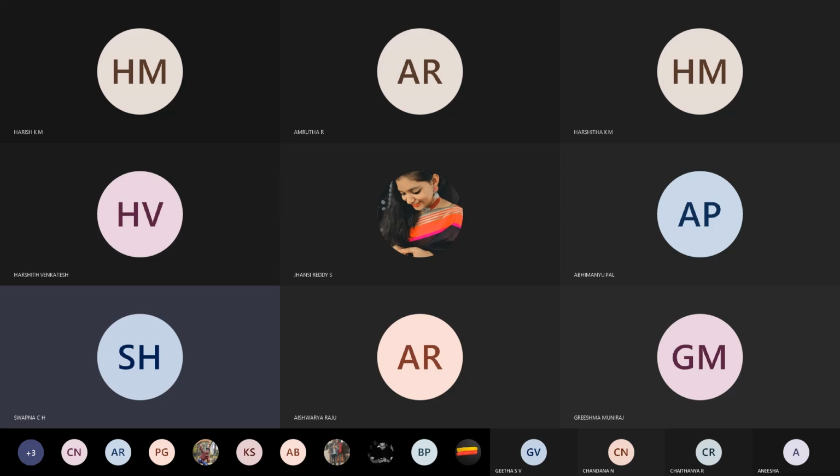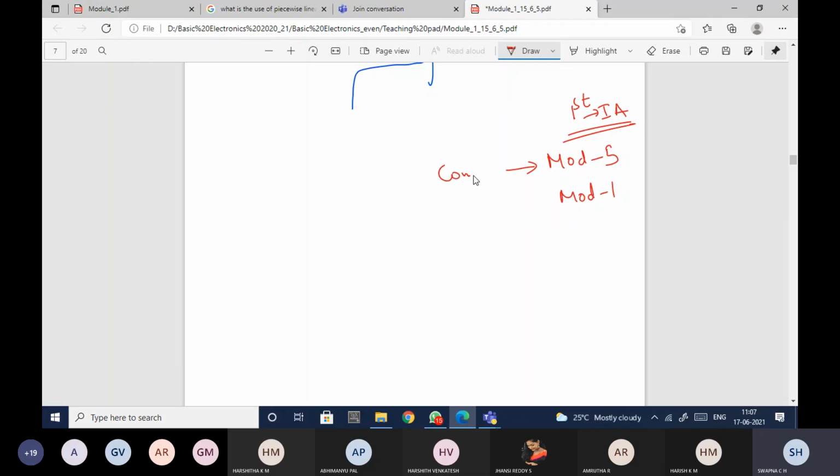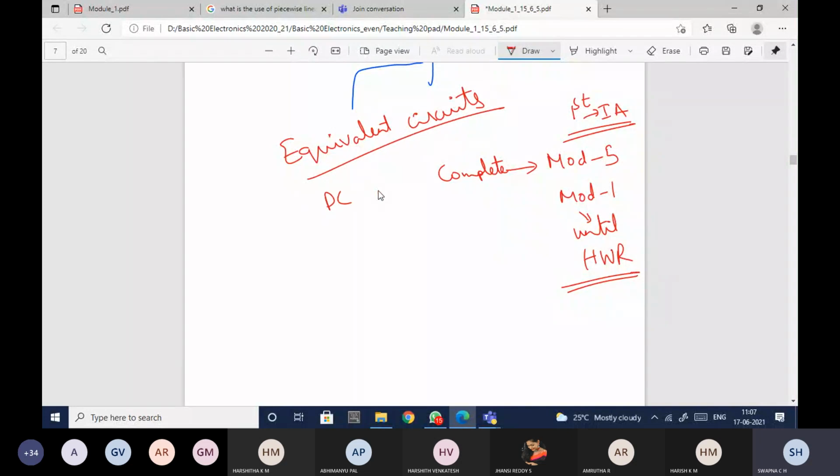Until module 5 complete. Okay, complete module 5 and module 1 until half wave rectifier. How much ever I do in half wave rectifier, after now I'll go with the DC equivalent circuits. First I'll teach you the equivalent circuits, then after that I will teach you the DC load line. Then after that it is half wave rectifier only.